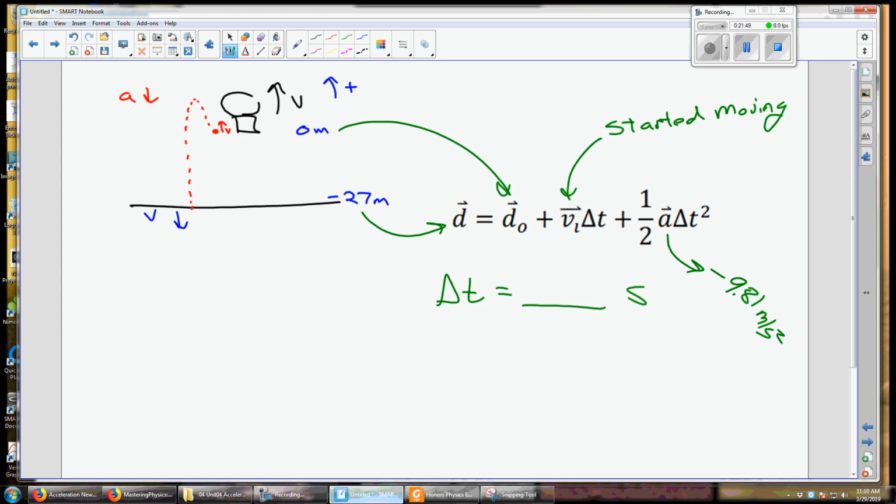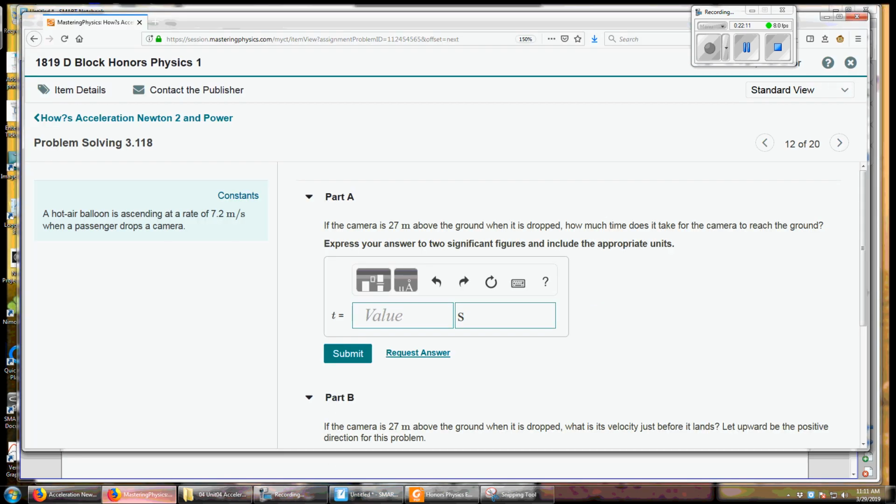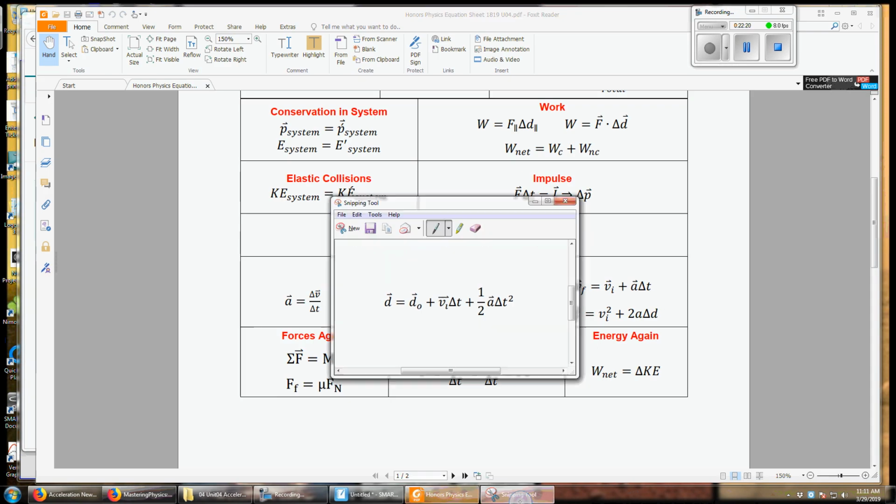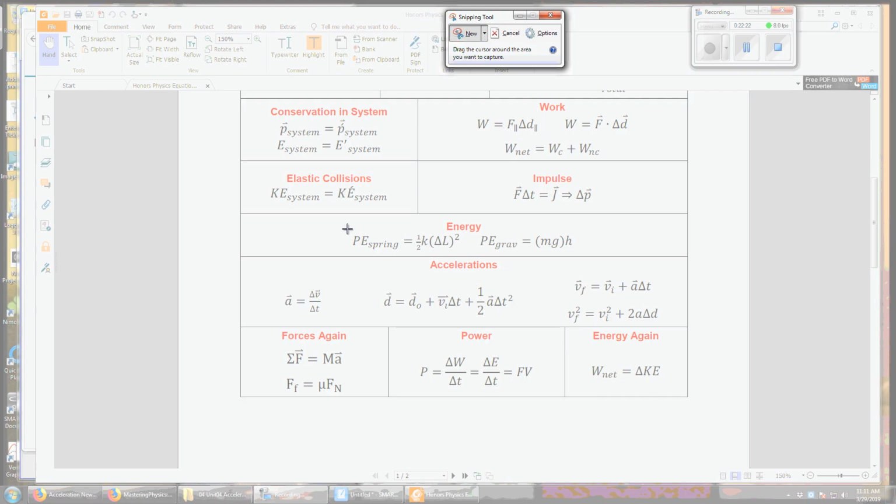Good, you think? I'm just watching our time. So that's part A. For part B, they want to know how fast I'm moving. Is that right? Velocity just before it lands.